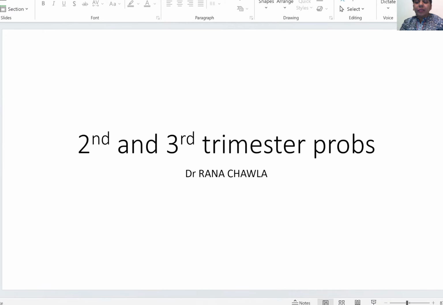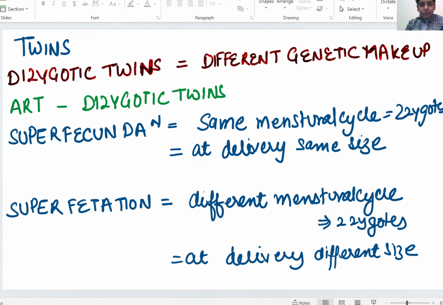Okay, so we start with twins. First of all, there are two types of twins: dizygotic twins. Dizygotic, in which one ovum is fertilized by a sperm, and then another ovum is fertilized by another sperm. That is dizygotic, in which two clear zygotes are formed from the very first day. So of course these will have separate chorion and separate amnion. So all the dizygotic twins are diamniotic and dichorionic. Is it clear?